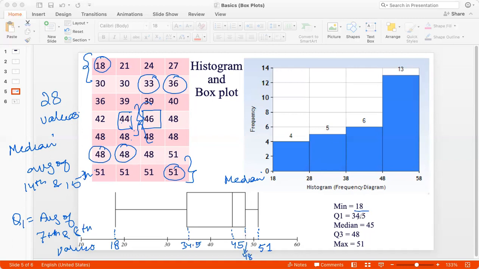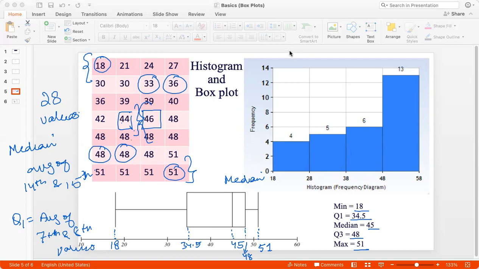So minimum 18, Q1 34.5, median 45, Q3 48, and maximum is 51. So this is what a box plot tells you, right? And you can see the shape of the box plot tells you a lot, because there is a greater spread between the lowest value and Q1. You're going from 18 all the way to 34.5, right? But if you look at the spread between Q3 and the largest value, it's very small because there are a lot of values bunched between 48 and 51 in the data set.